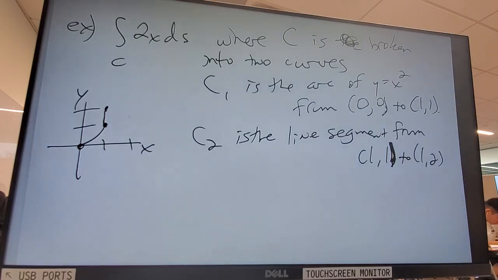So the very first thing we need to do is to parameterize the two curves. I am going to have two integrals, because at this point, everything changes. So I need two different intervals. How do I do that? Look at C1. I want to parameterize C1.